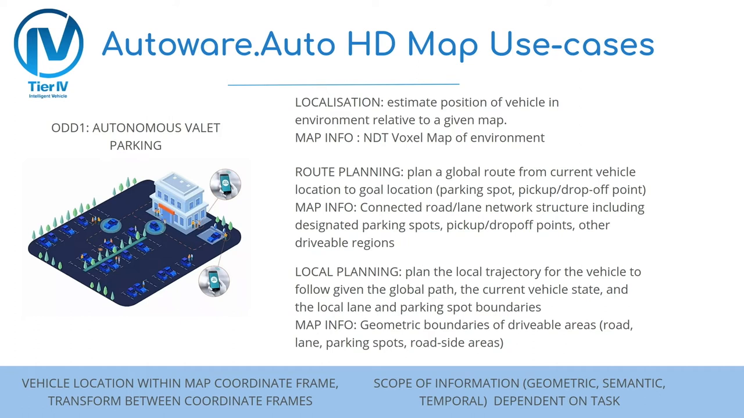From these use cases, two key considerations can be observed. One, the vehicle position relative to the map coordinate frame is very important to either project information into the local frame or to situate local tasks such as sensing and motion planning in the map frame. Two, we must consider the scope of information used for each use case, the geometric extent of the map appropriate for a given task, the type of semantic information required, and how long this information is relevant for.